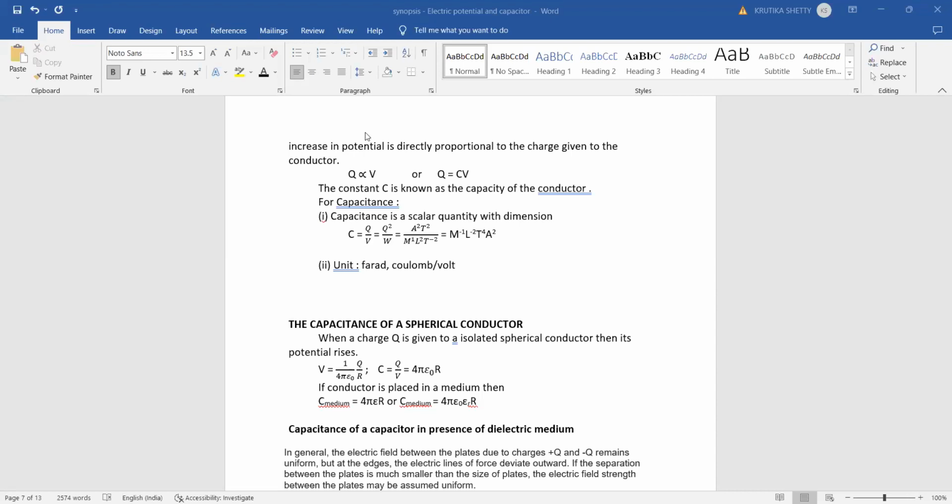Okay, we will start with the class. In the last class, we were discussing capacitance. So what is capacitance? It is a device which will store the charges. The device which stores the charges is called a capacitor, and the phenomenon of storing charges is called capacitance. Yes. So on what factor does this capacitance depend?